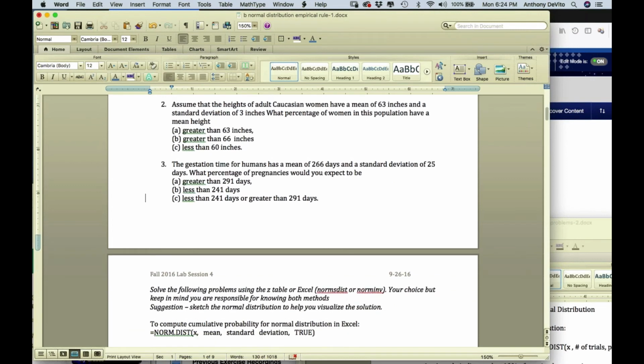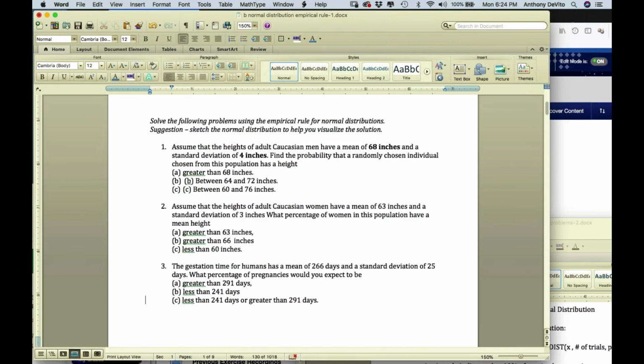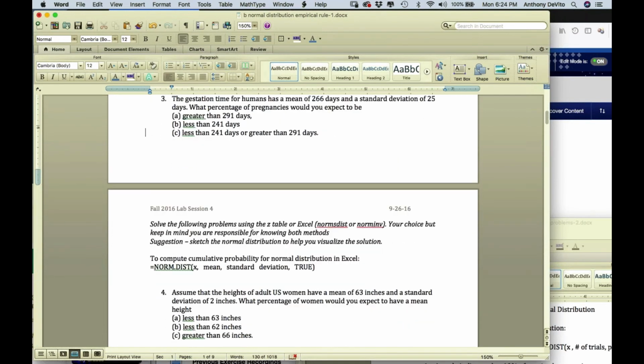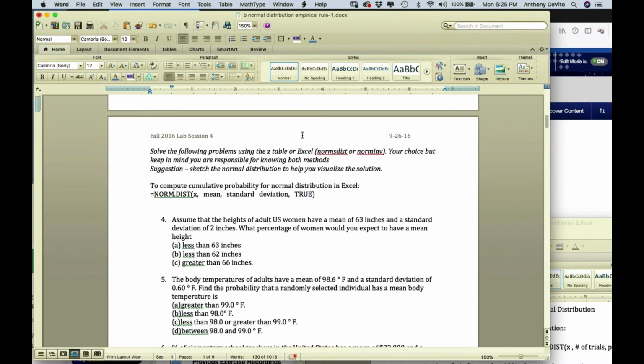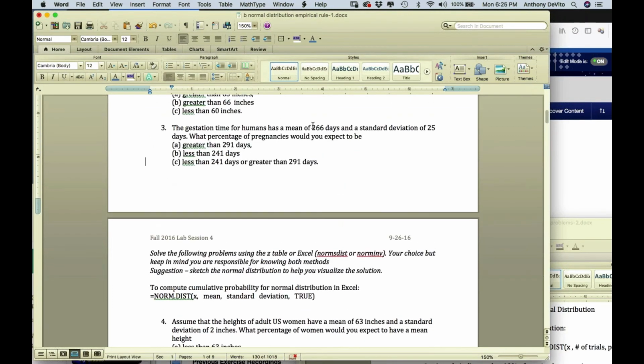Next one, I'm going to try something a little bit different. I'm actually going to take a piece of paper and draw it. Assume that the heights of adult Caucasian women is that same problem. Yeah, that's the same problem. The gestation time for humans has a mean of 266 days and a standard deviation of 25 days. What percentage of pregnancies would you expect to be greater than 291 days?